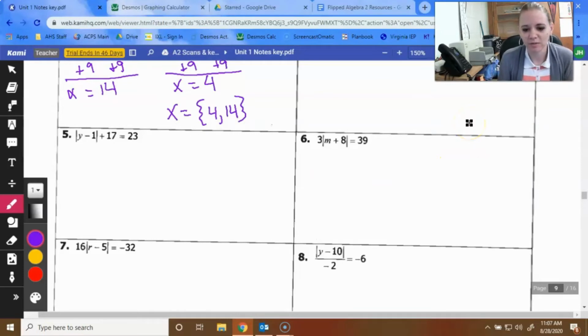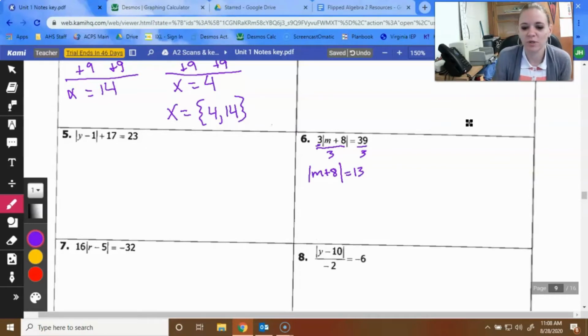Okay, number 6. Absolute value is not isolated. We got to isolate it. We got to put it in quarantine. So we have 3 right out here, which is messing everything up. So to isolate it, we would do the opposite. What operation is happening here? 3 times. So the opposite would be to divide. So we would want to divide both of these sides by 3, giving us n plus 8 equals 39 divided by 3 is 13. Okay, so that's step 1, isolating our absolute value expression.